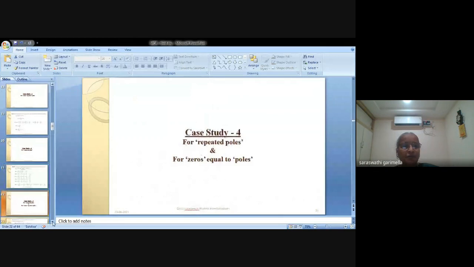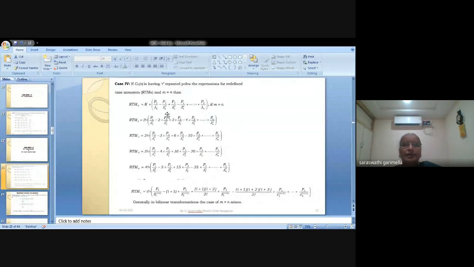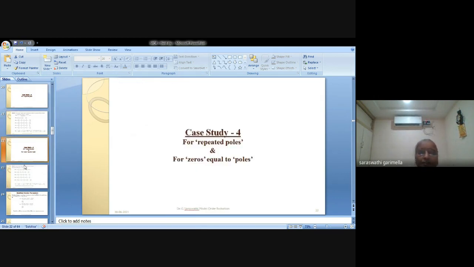So in case 4, R repeated poles and common factors. Here K will be taken out if the numerator polynomial and denominator polynomial are the same, which is a rare case. But I wanted to consider that also. That's why I gave 4 cases. Otherwise, I would have had only 2 cases. So K, and the same thing as case 3. Except for leaving K, the remaining things will be the same. So this is about time moments. Which slide am I doing? Case 4. Okay.